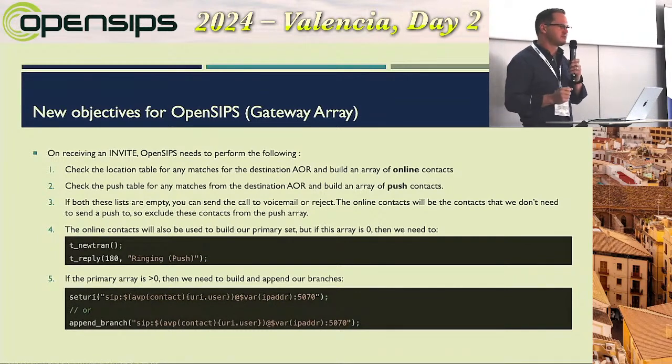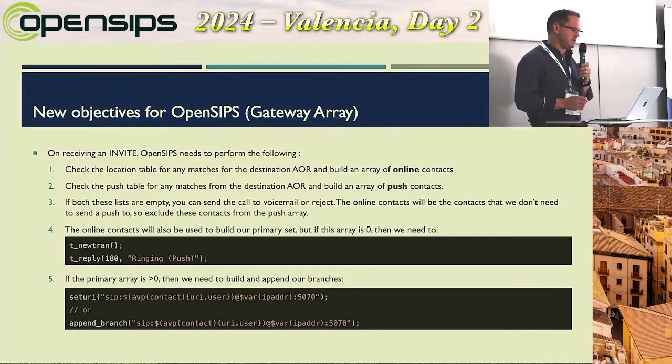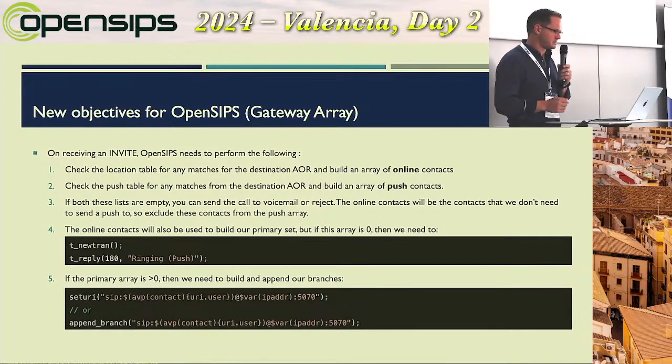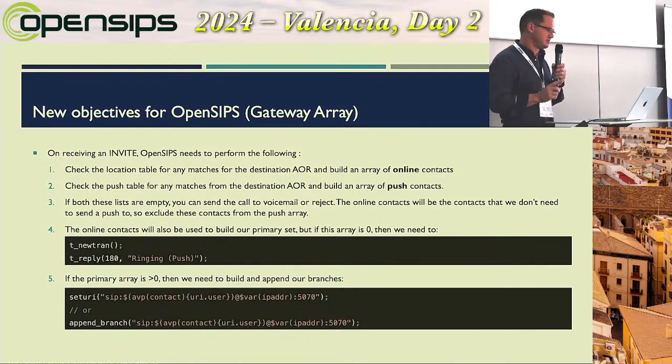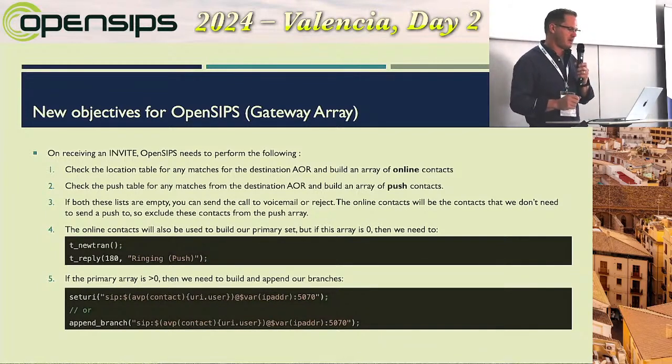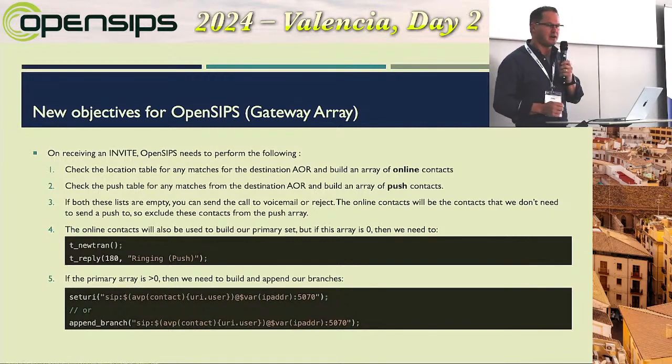So now OpenSIPS has got a new set of objectives, and we are going to handle the push notification sending and setup and all that kind of stuff. In order to do that, we have to go through the following steps. On receiving an invite, OpenSIPS needs to perform the following. We check in the location table, so the regular location table, for matches on our AOR, right? That's standard. And we build an array of online contacts, right?